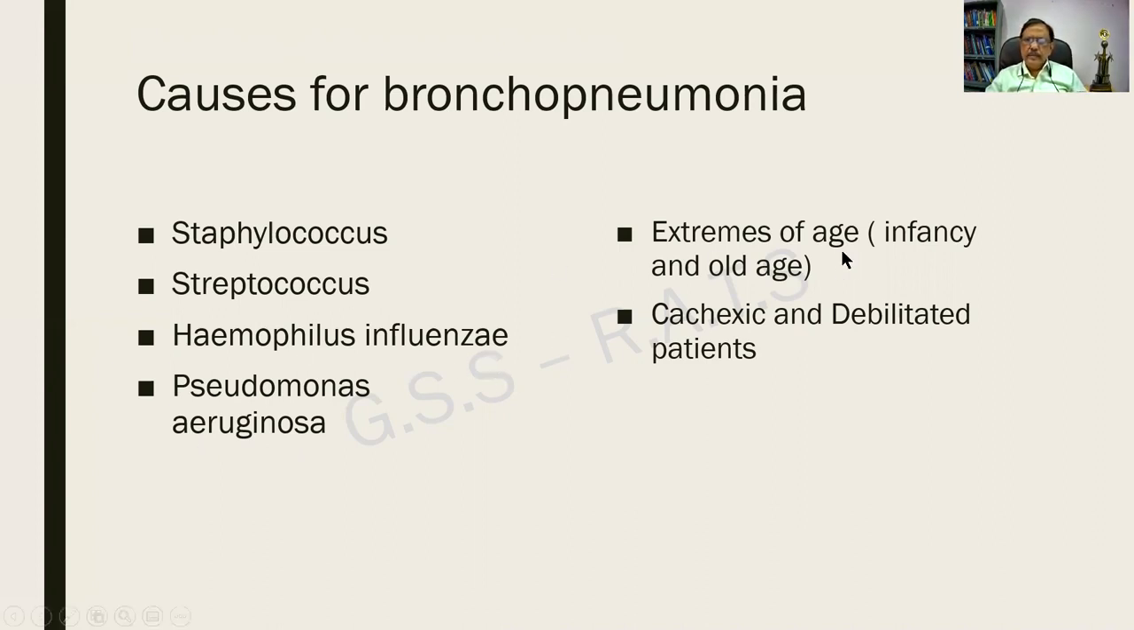And look at this one: extremes of age. It can be infancy or old age. Cachexia, the patient is starved, debilitated, bedridden. So these can be some predisposing factors. Kindly bear them in mind. Bronchopneumonia.